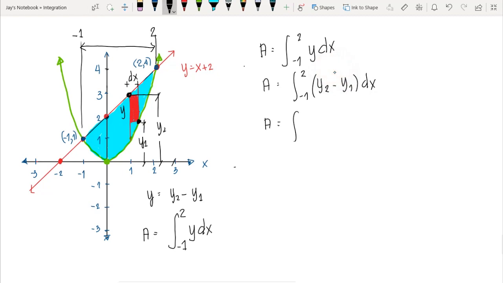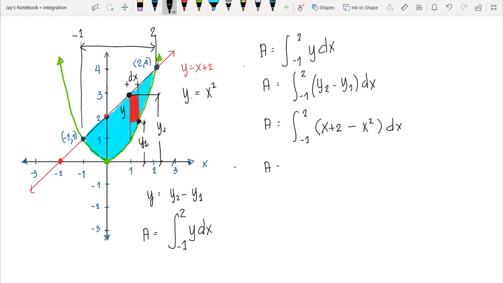Now, let's change our y variable into a function of x. Our y sub 2 touches the line, so we need to use the equation of our line, and we know that y is equal to x plus 2. Then minus, our y sub 1 touches the curve. So our y sub 1 is the equation of the curve, and we know that the equation of the curve is x squared. So our y sub 1 here is x squared, then dx. So this is the y-coordinate of our line, and this one is the y-coordinate of our parabola. So we can now integrate it further.